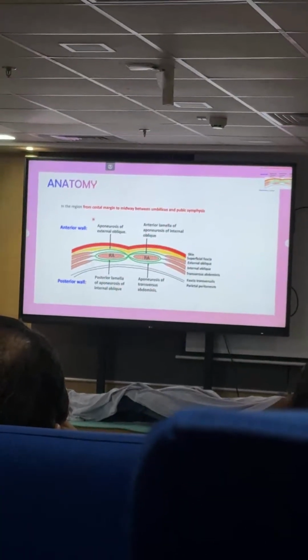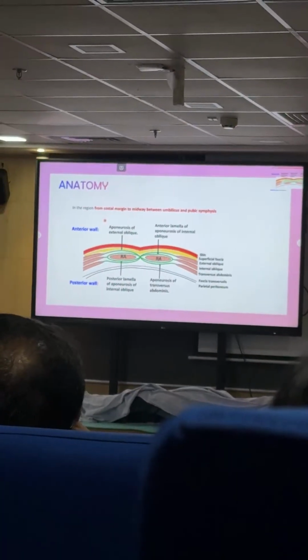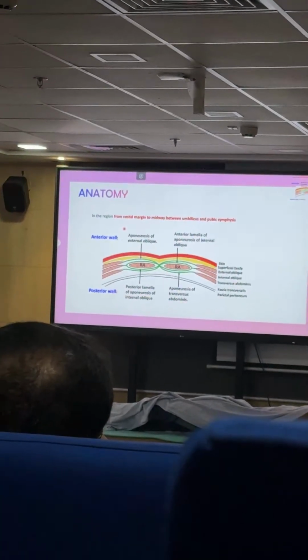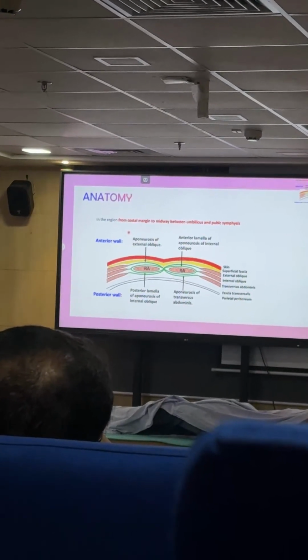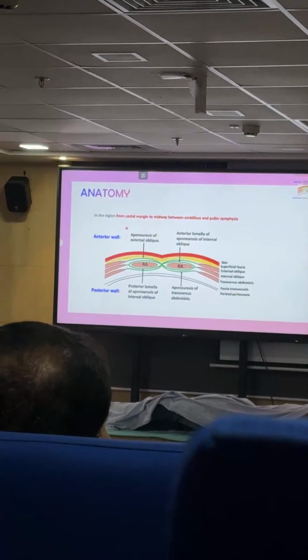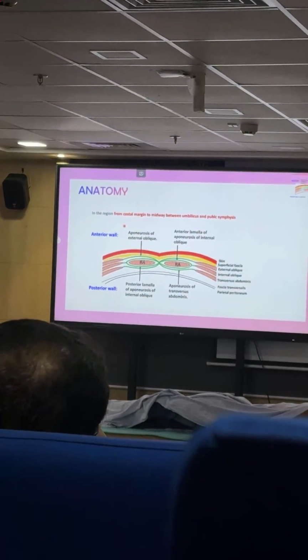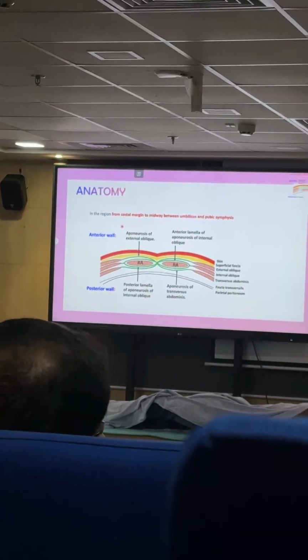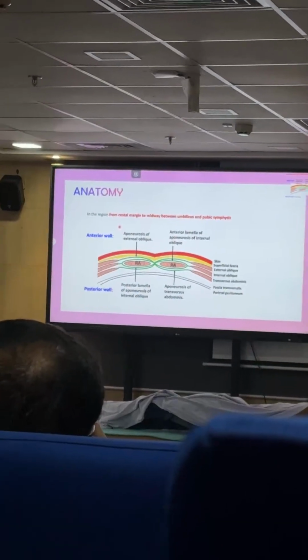This is the most important for us because we are dealing with the rectus abdominis block above the arcuate line. It is here the internal oblique will split into two. It will form an anterior lamina and a posterior lamina. So the aponeurosis of the external oblique muscle plus the anterior lamina of the aponeurosis of internal oblique will form the anterior rectus sheath.